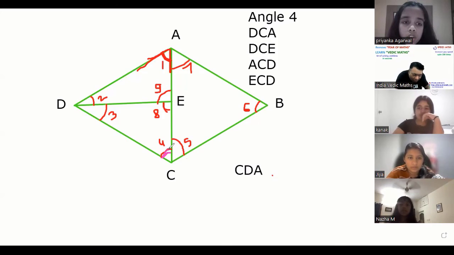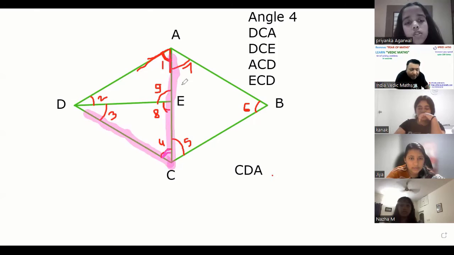So the angle 4 is made up of which arms, which sides? You will say, sir, the angle 4 is made of which sides? One is this side and this side, right? Yes. Look at it now. So you can say only either angle DCE or ECD or DCA. You just name it so that C should come in the middle. Are you clear 100%?